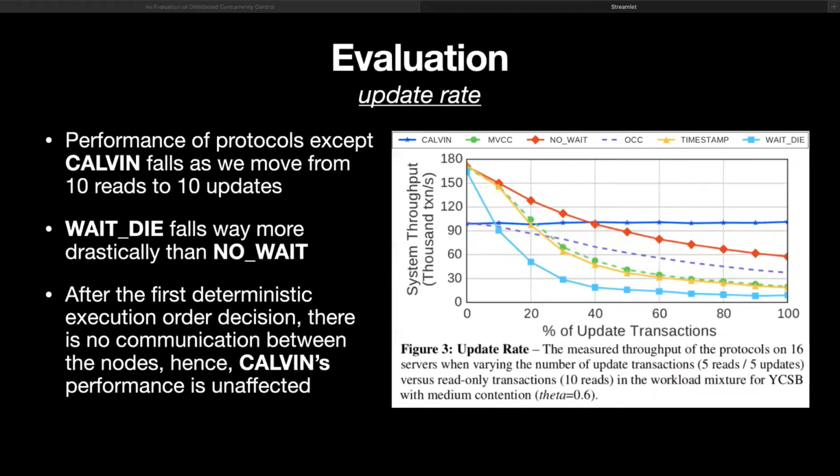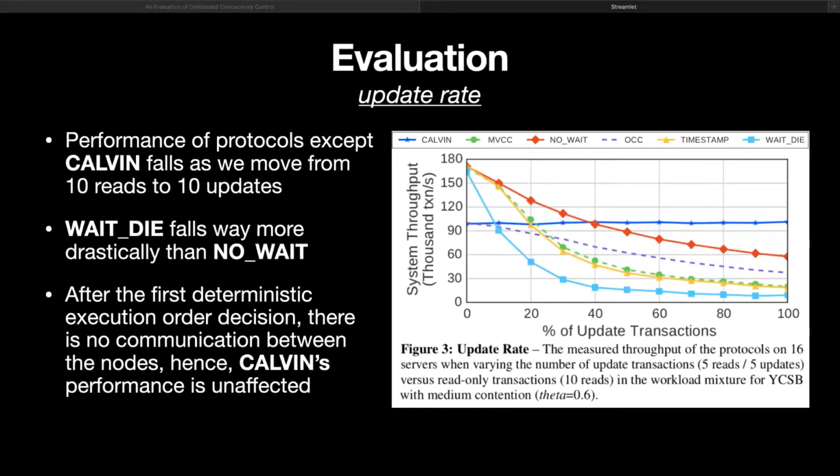Kelvin maintains its performance here as well, for similar reasons. Once in the reconnaissance phase, the locks that the transaction is going to acquire are known beforehand. The transaction goes in, acquires the locks when it starts, gets executed, and immediately releases the locks. Since it's not contending with anyone else, the performance is maintained.